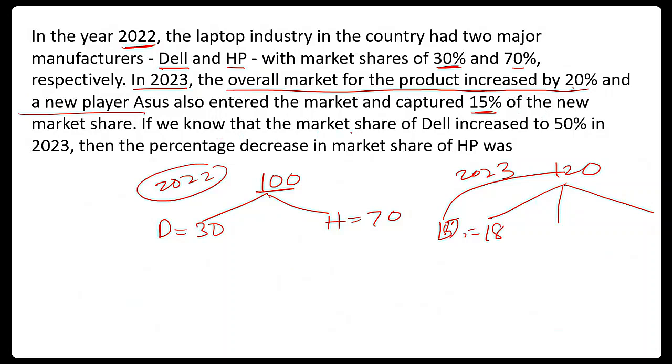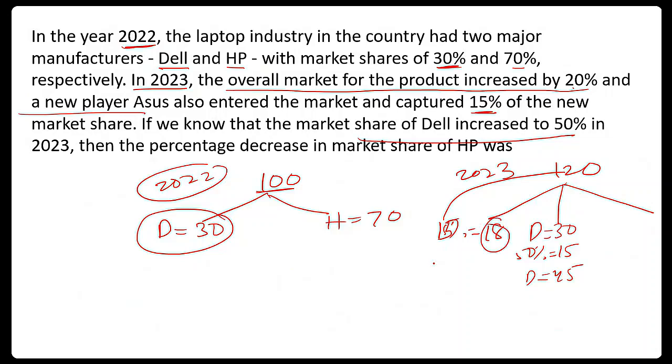And Dell market share increased by 50%. Dell market share was already 30, now it increased by 50%. So 30, 50% increase is 15, so it is now 45. Asus market share 18, Dell market share 45. So what is 18 plus 45? 63. Then remaining all HP, which is 57.